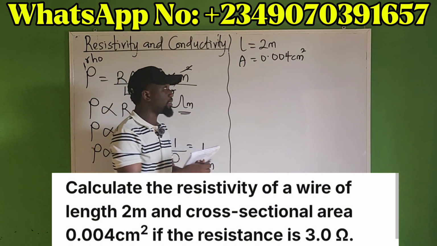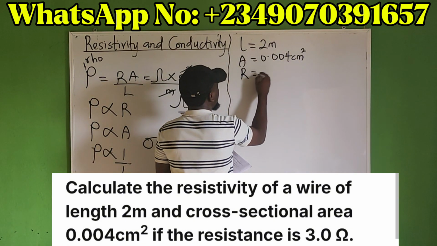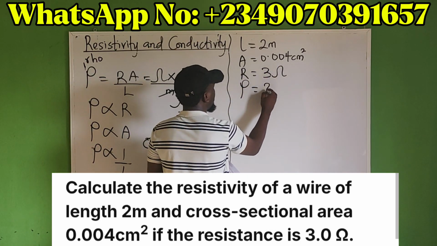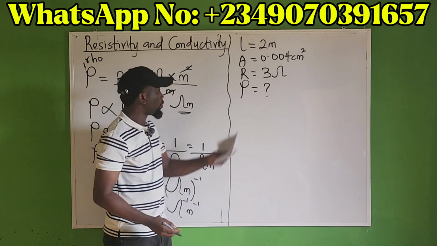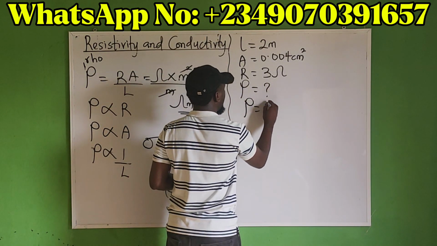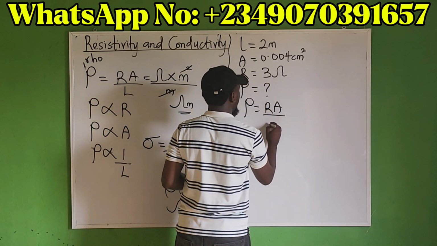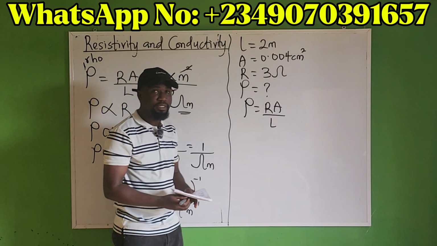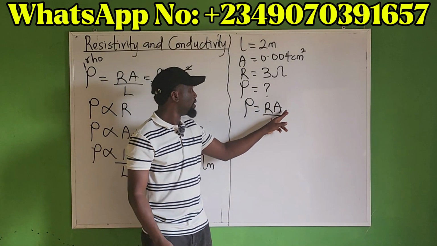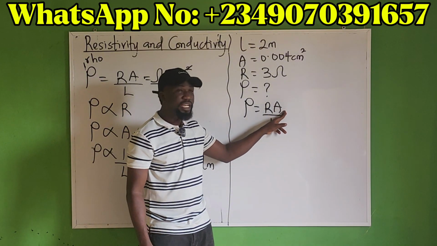If its resistance is 3 ohms, we want to get the resistivity. So what is resistivity? From what we have here, resistivity is RA over L. Please, like I said, its unit is ohm meter.